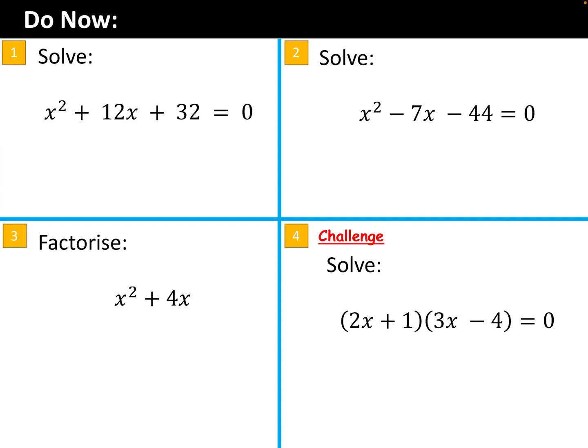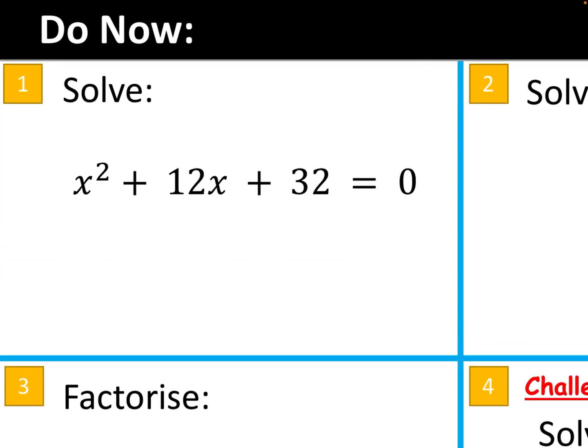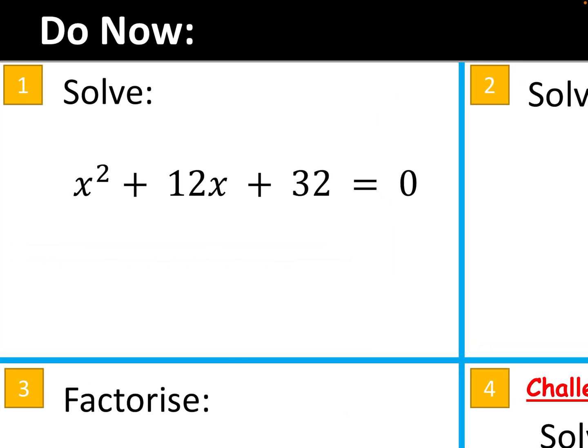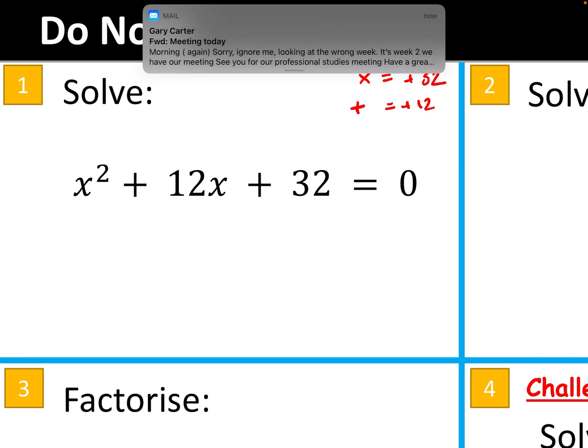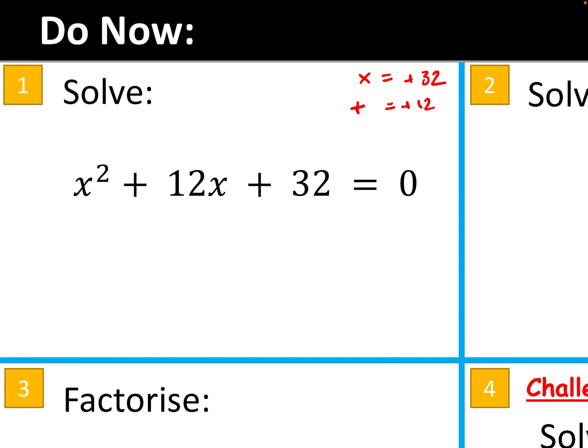Okay, before we go any further, I'd just like to remind you how we solve equations like this. Step one is always to factorise. When I'm factorising an expression that looks like this, I need two numbers that multiply to equal positive 32. And I need those two numbers to add up to equal positive 12. This is nice because it's all positive. I am going to be purely working with positive numbers.